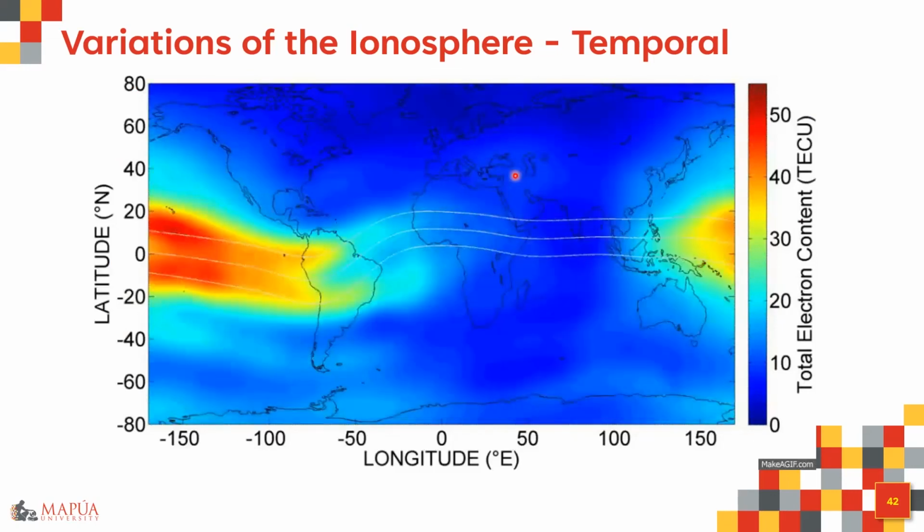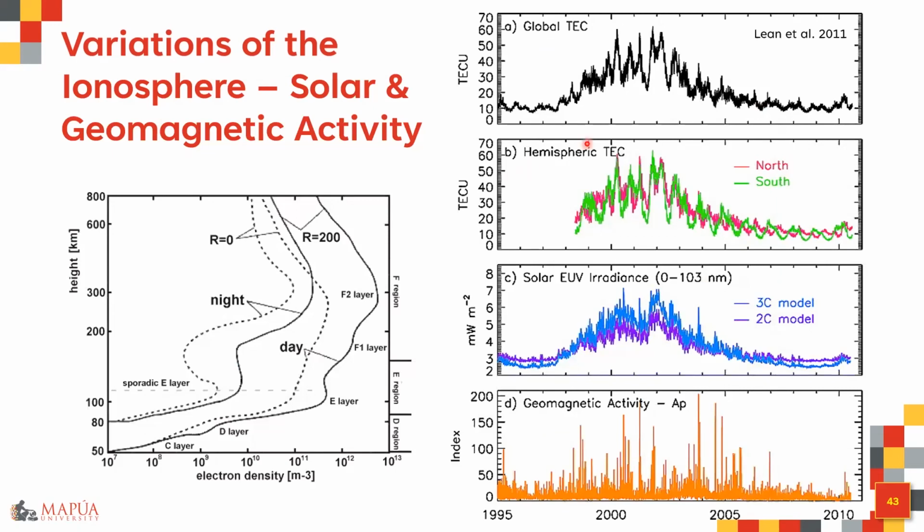Okay. And the last variation that I want to talk about is variation in solar and geomagnetic activity. As I mentioned earlier, with higher solar activity, we expect higher ionization. With lower solar activity, we have lower ionization. And this is depicted in this figure. Top panel, global TEC map, average TEC. Second row, you have your north and south average TEC. And then this is graphed against solar EUV radiance, which basically follows your 11-year solar cycle. This is solar cycle 23.